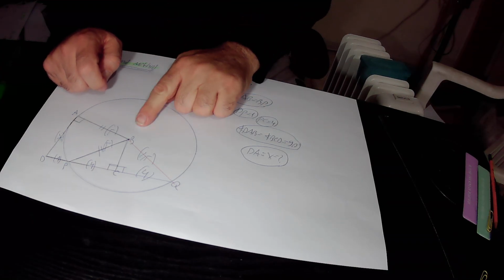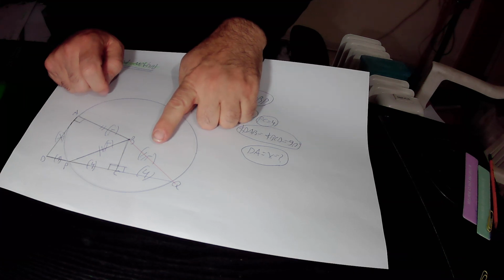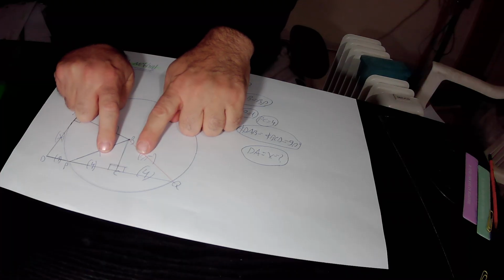In the next step, we join points B and Q together by a straight line. When joining points B and Q, we get the right triangle BCQ. So in the next step, we prove that those two right triangles are congruent according to the side-angle-side rule. So why are those two right triangles congruent?